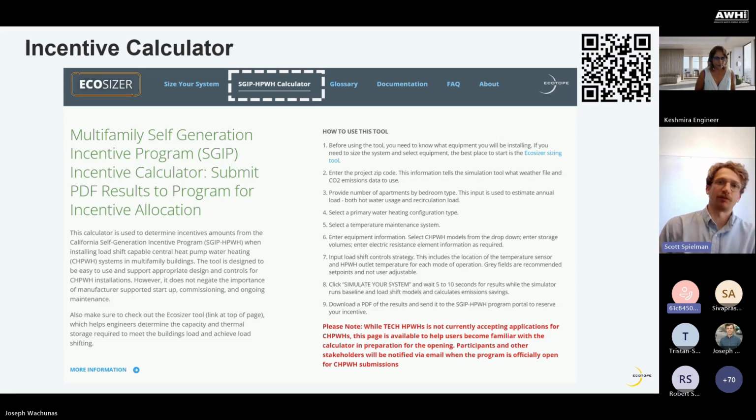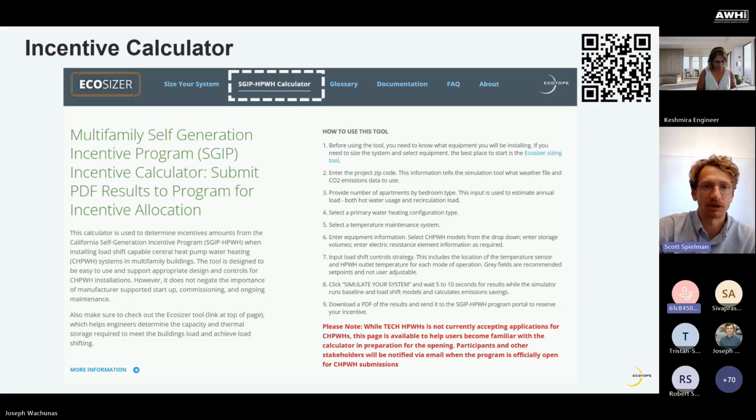So those projects have applied and reserved the funding. None of them have been built and installed yet, but the program will also have a monitoring piece so that after the installations happen, they'll be able to monitor and see how well they performed, and potentially even compare that to the calculator.